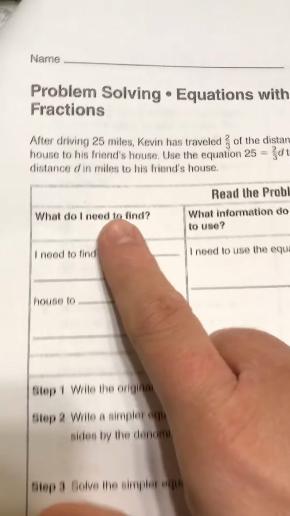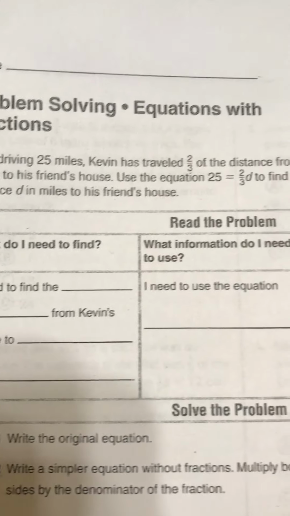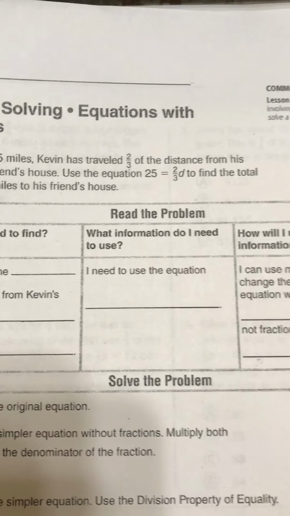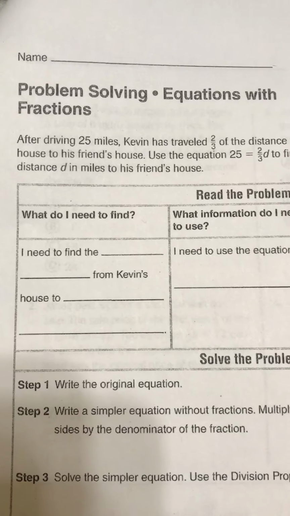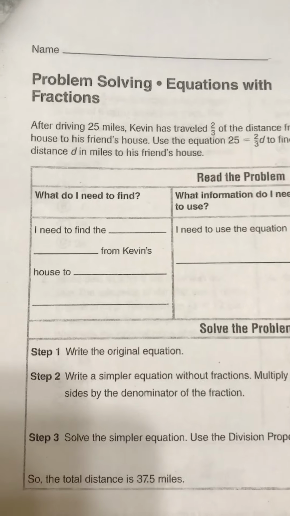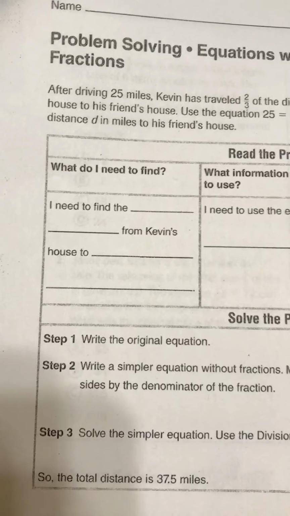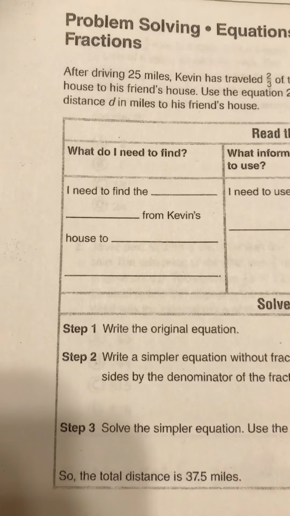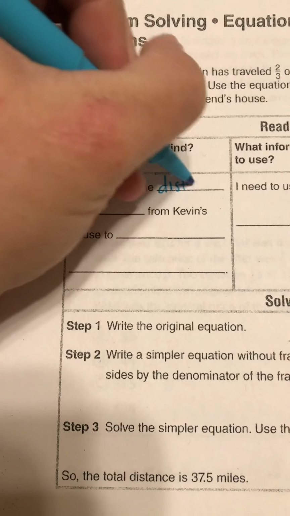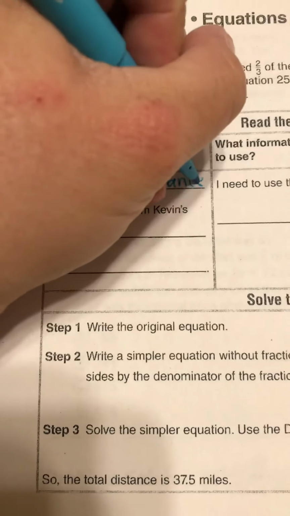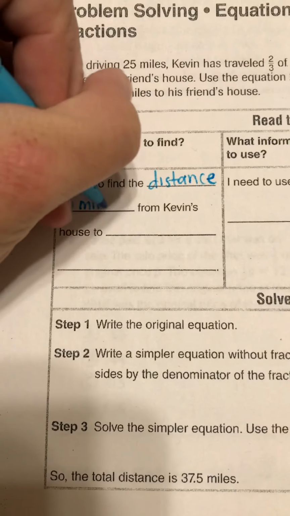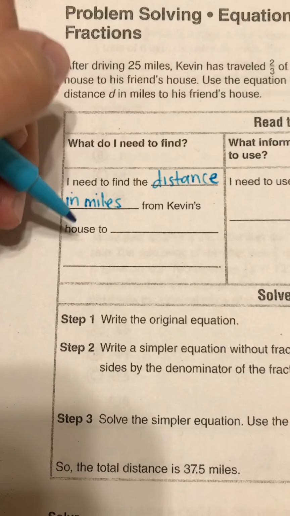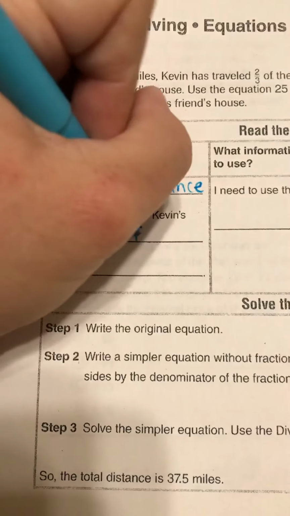Okay, let's go through this together. It says, after driving 25 miles, Kevin has traveled 2/3 of the distance from his house to his friend's house. Use the equation 25 equals 2/3 times d to find the total distance d in miles to his friend's house. First it says to read the problem, what do I need to find out? I need to find out the distance in miles from Kevin's house to his friend's house.